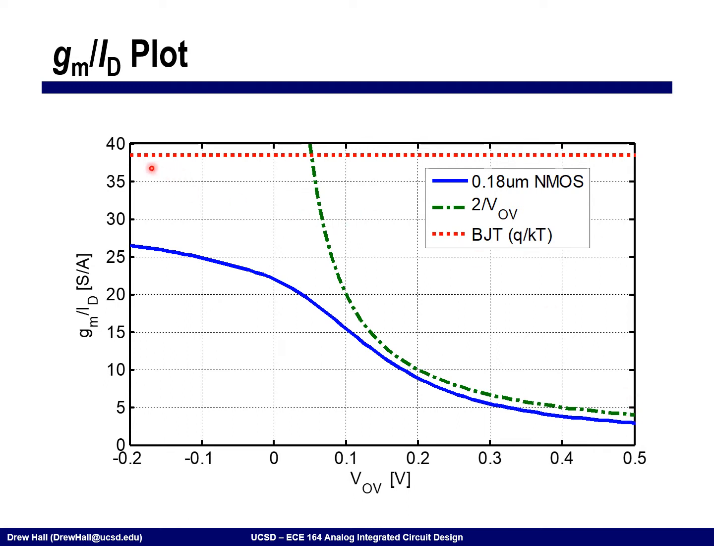And then lastly, for reference, I'm adding a BJT. If we calculate the GM over ID, or the transconductor efficiency, of a BJT, it's simply 1 over KT on Q, or 1 over the thermal voltage, which is right here at about 40 Siemens per amp. And it's a constant. It doesn't depend on the overdrive voltage, as a BJT doesn't really have an overdrive voltage in the same way that a MOSFET does.